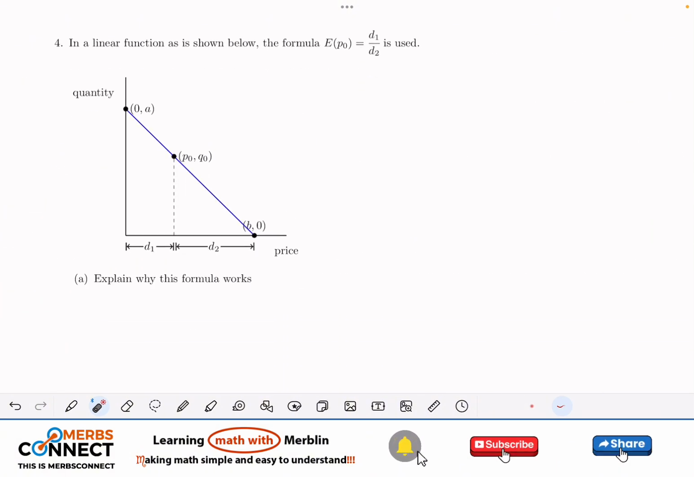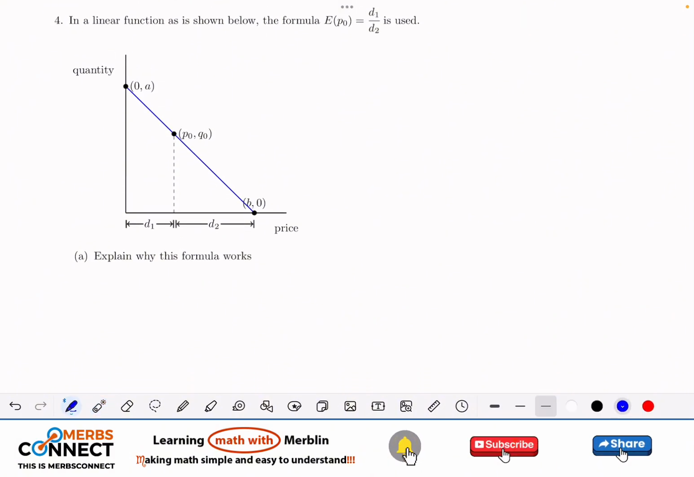Now let's look at the 4. Now we have a linear function shown by this, and we have this function here. Explain why this formula works. So let's try and prove that. If this point here is P naught and Q naught, then this is like X coordinate, Y coordinate. So here is like Q naught and here is like P naught.